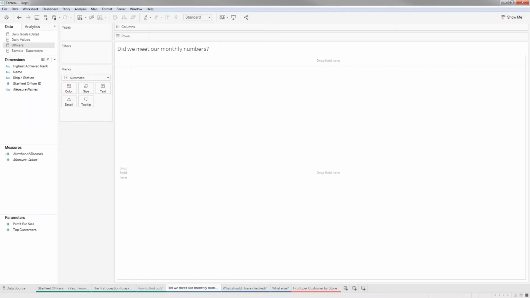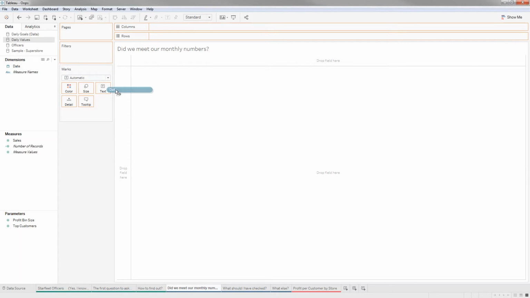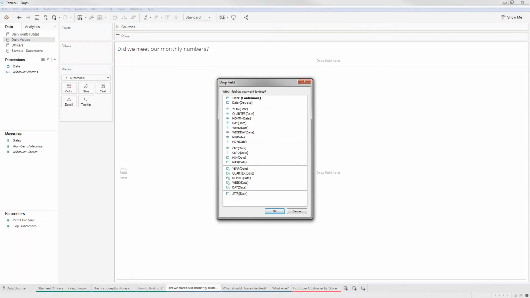I have a couple of different data sets that I want to do some analysis on, and I've got an idea of the analysis that I want to do. One is daily values, and the other is daily goals. Very simple data sets, just for simplicity and understanding the concept. But I'm going to do a little bit of due diligence. So I've already checked the number of records, and just to make sure, I'm going to bring out my date here.